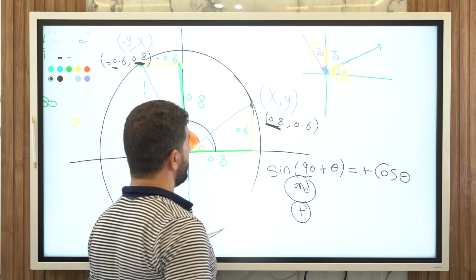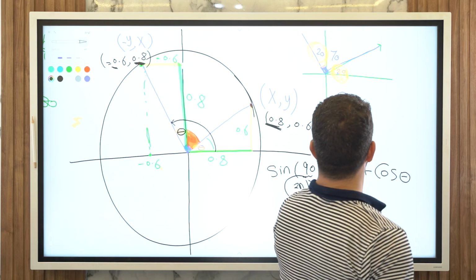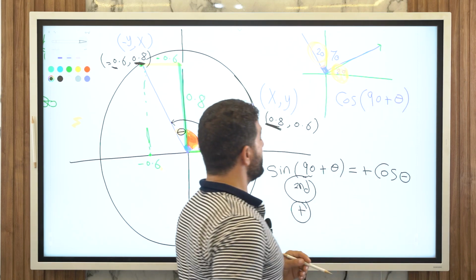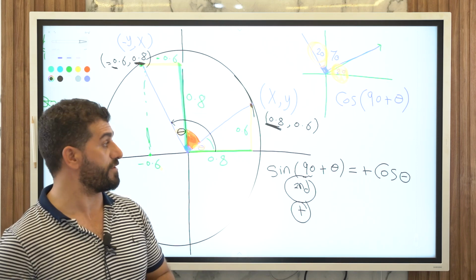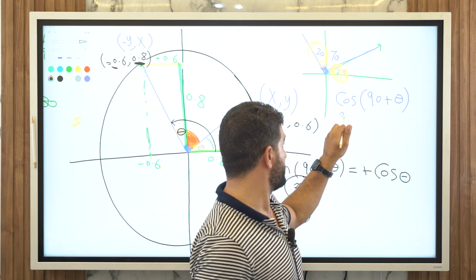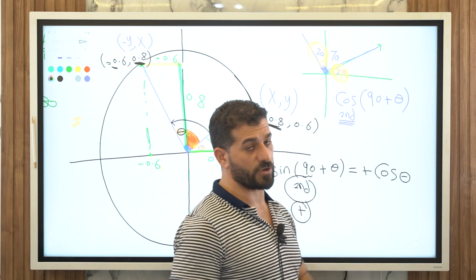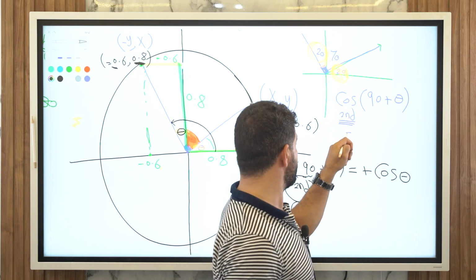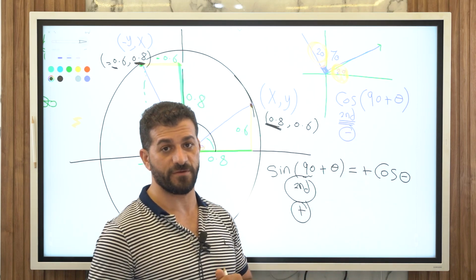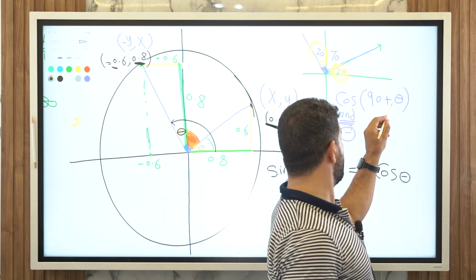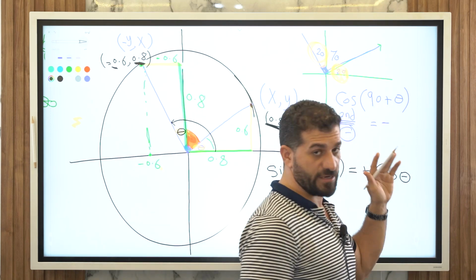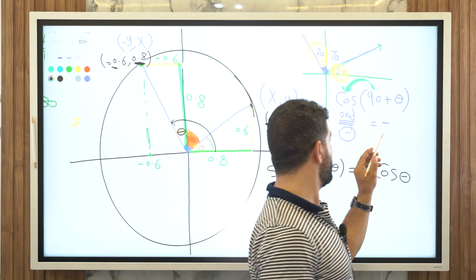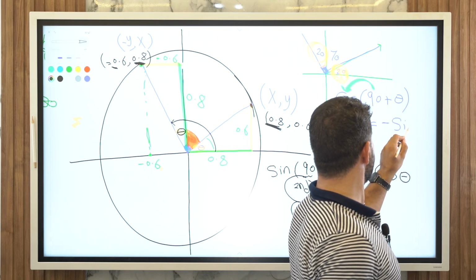What about cosine 90 plus theta? Ask yourself about the quadrant. 90 plus theta lies in which quadrant? Second quadrant. What is the sign of cosine in the second quadrant? The sign of cosine is negative. So cosine 90 plus theta equals negative, and the 90 changes cosine to what? To sine. So that is going to be negative sine theta.